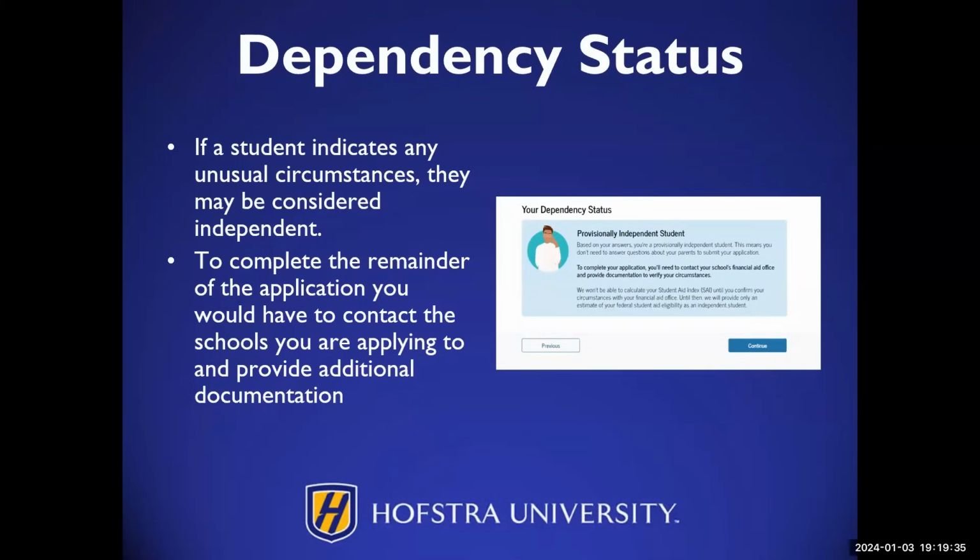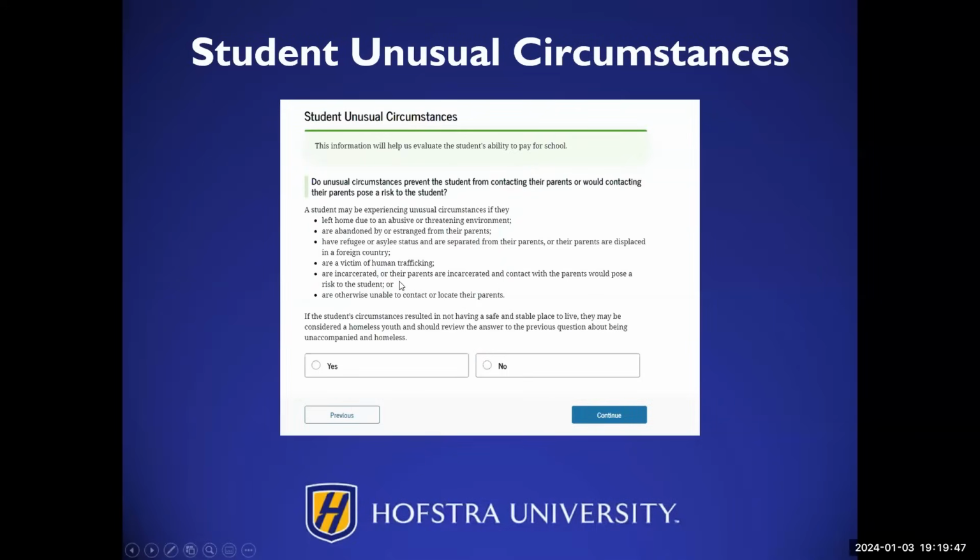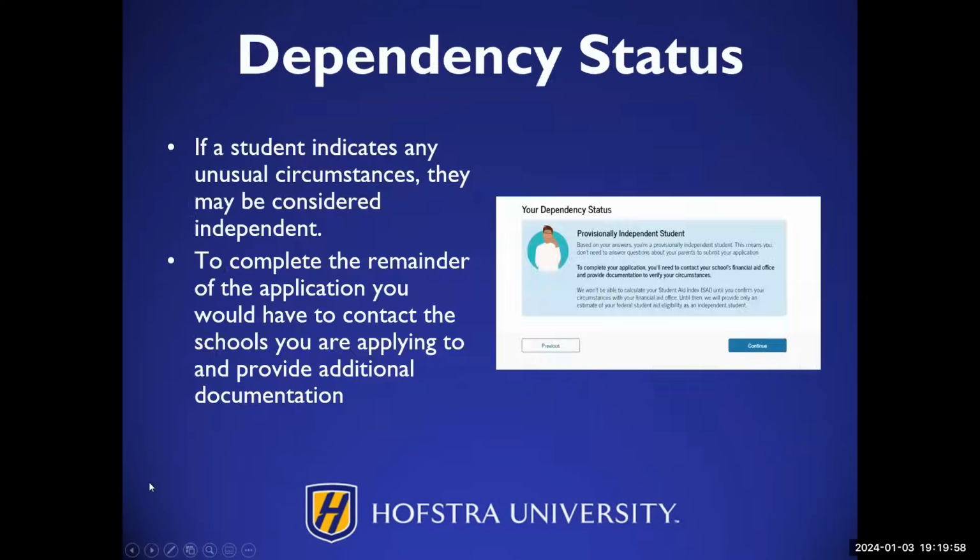So if a student indicates any unusual circumstances, they may be considered independent. So again, the unusual circumstances on the previous slide, so I'll just go back for just a moment. Like I said, not able to contact their parents, or refugee status, abandoned or estranged from their parents. If they indicate yes to any of those, they may be considered independent. So if they are independent, to complete the remainder of the application, they would need to contact the schools that they're applying to provide additional documentation.